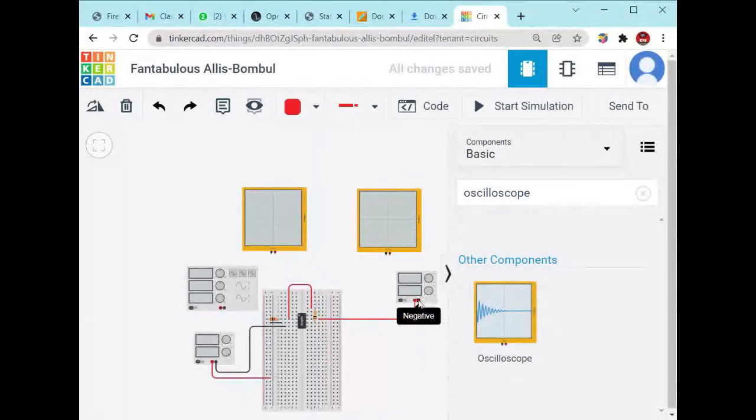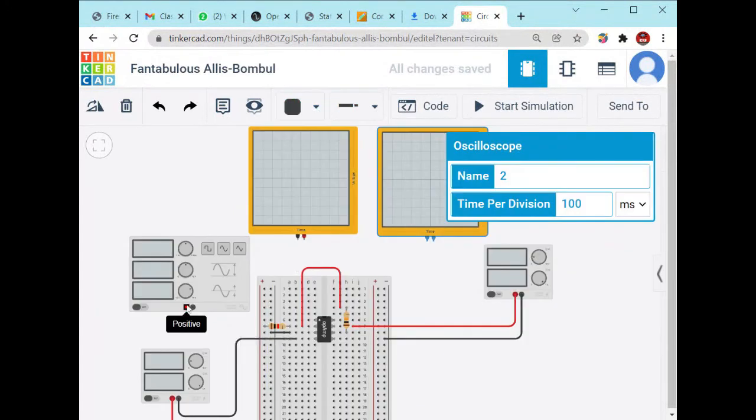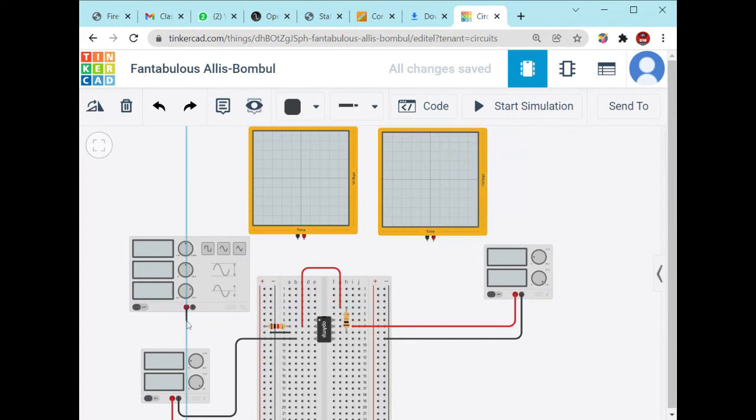And this is your negative connection. So negative should be black. Where we have given the input from this function generator, we will take the input. So positive should be connected to the positive terminal, and negative should be connected to the negative terminal. Change the color of this positive to red and negative color to black.